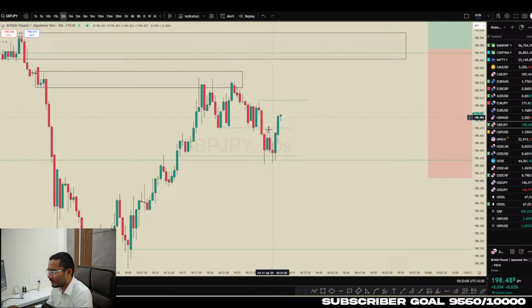So price swept this liquidity, and if this breaks, then it's a good confirmation that price can continue to the high side.